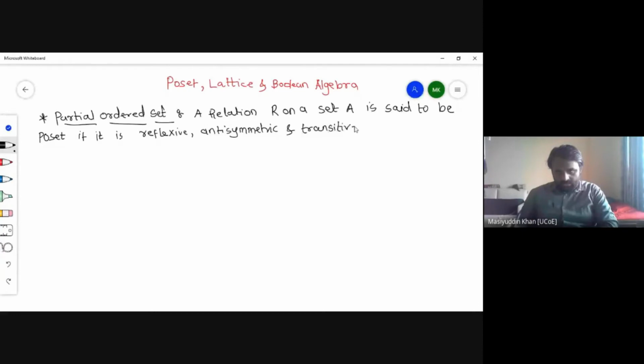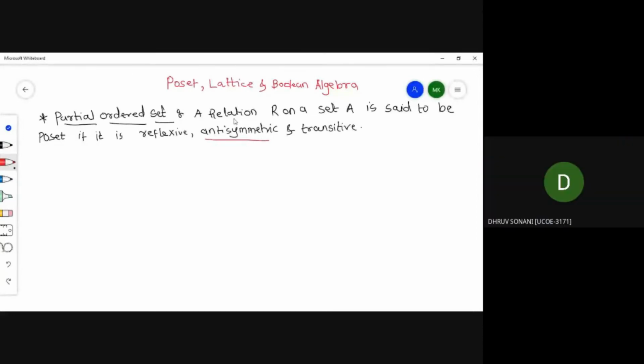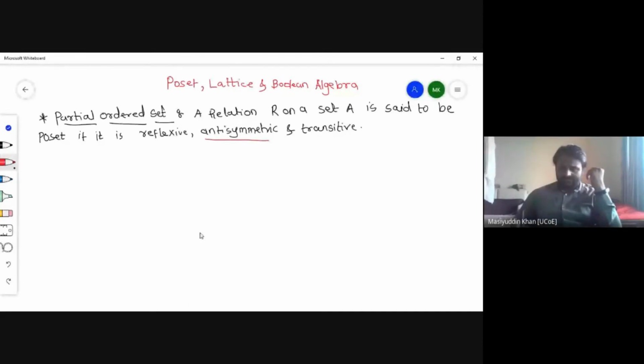So again, the same concept you are learning here. The only difference is anti-symmetric. I will give the example so that you will understand what is the anti-symmetric. So hope you will understand.